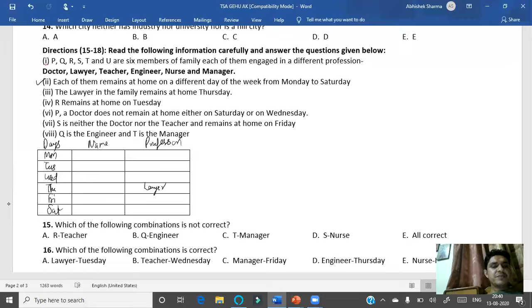Thereafter, R remains at home on Tuesday. So R will simply be here, statement done. Thereafter, P, a doctor, does not remain at home either on Saturday or Wednesday. So P, a doctor, will not remain at home on Wednesday or Saturday, but it is obvious that P is a doctor. So we are writing this in a separate space. We are done with the fourth statement.